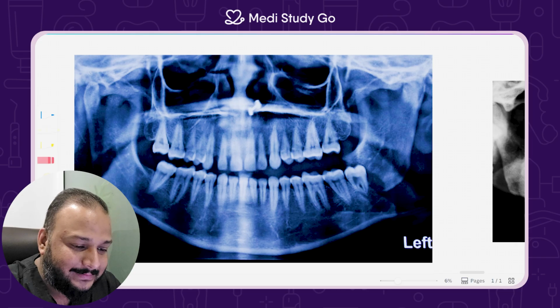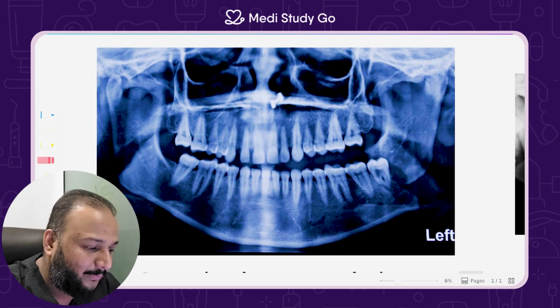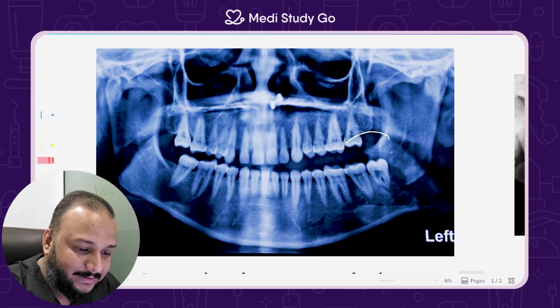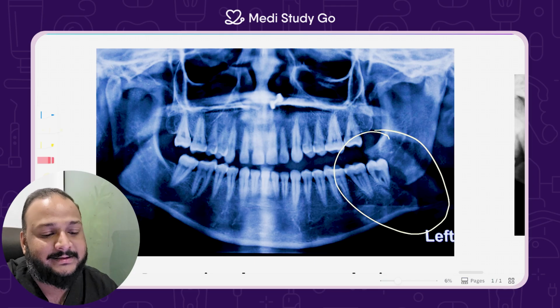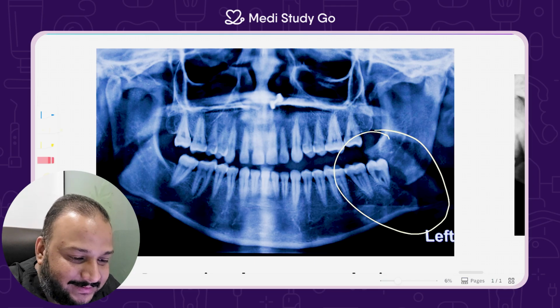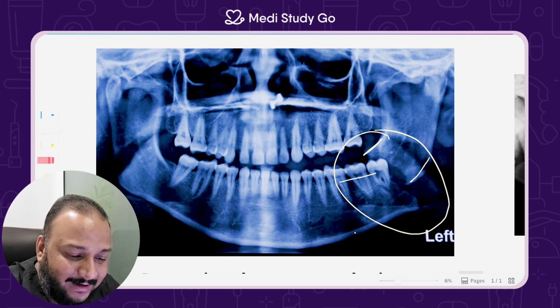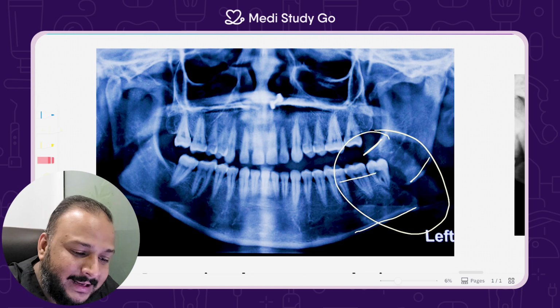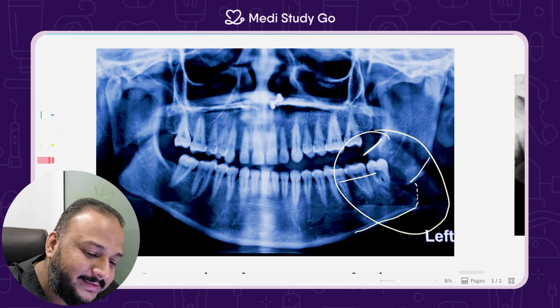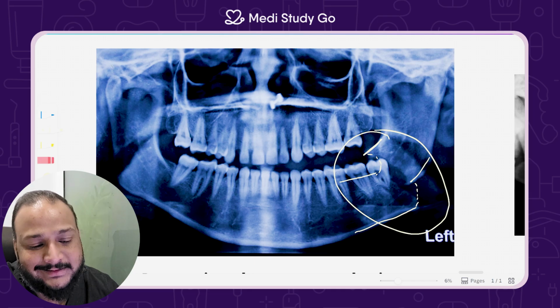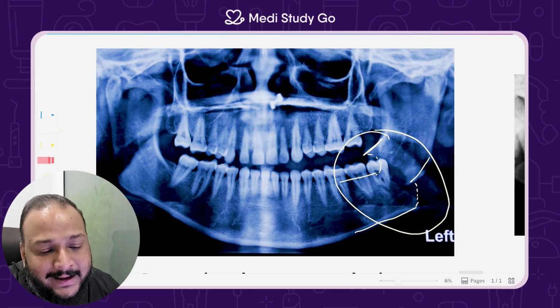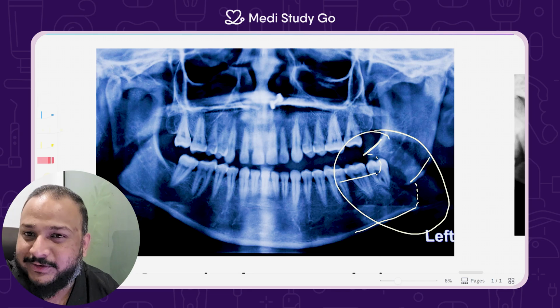This is the left side of the OPG, where there is an obvious discontinuity. Look at this. This is the internal oblique ridge. This is the inferior border of the mandible. This is the alveolar crest. And this is the inferior border of the mandible. There is an obvious discrepancy that you can see at the inferior border and the superior border. This discrepancy is marked by an almost straight line.